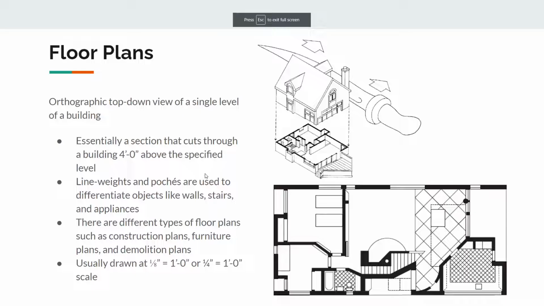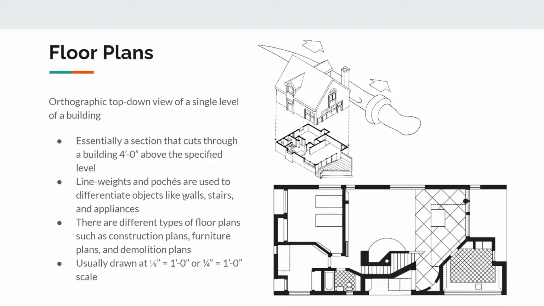Construction drawings. The most basic construction drawing that we're going to be dealing with is floor plans. You already are very familiar with floor plans from everything that we have done up until now. All your projects have probably required some sort of floor plan to be developed. A floor plan, again, is just an orthographic top-down view of a single level of a building, and this is essentially just a section cut that is cutting horizontally through the building instead of vertically. The standard height at which that cut occurs is going to be 4 feet above the specified level.